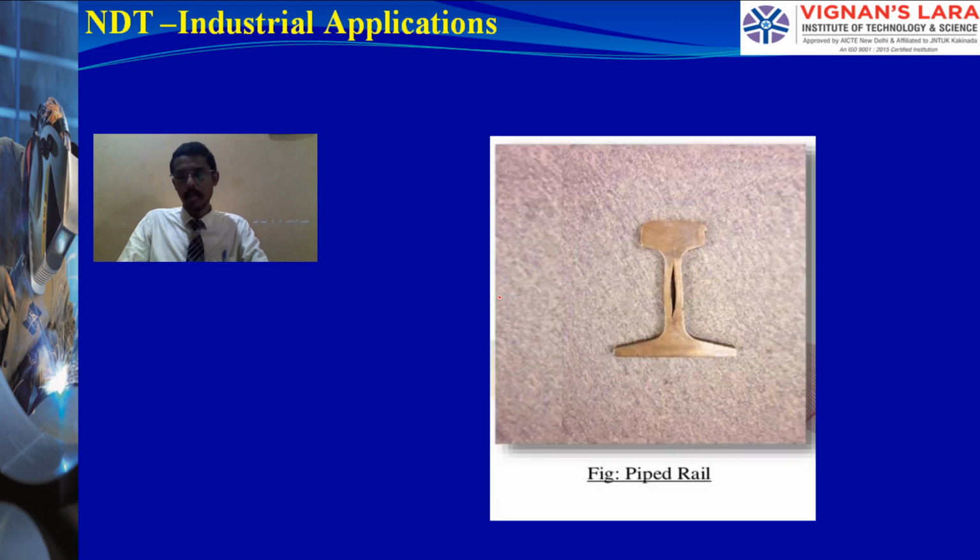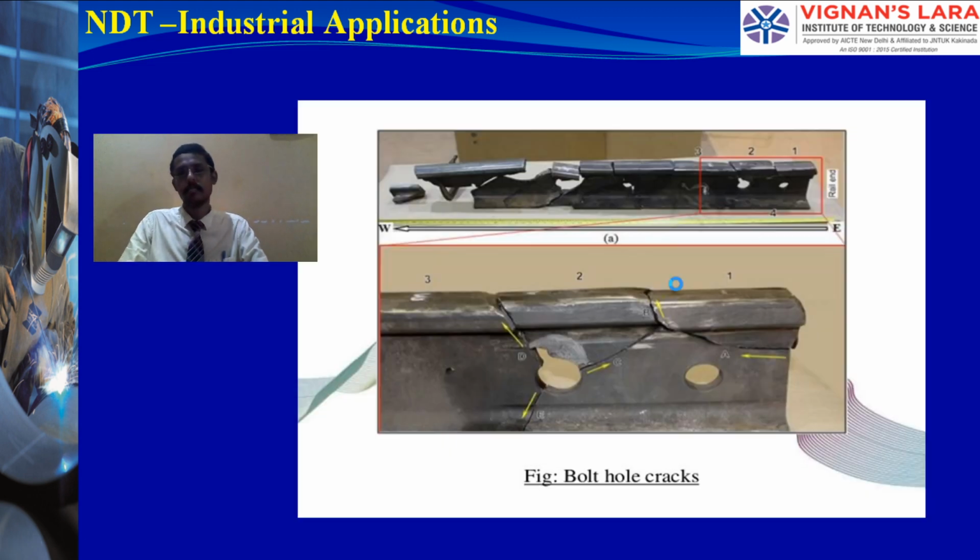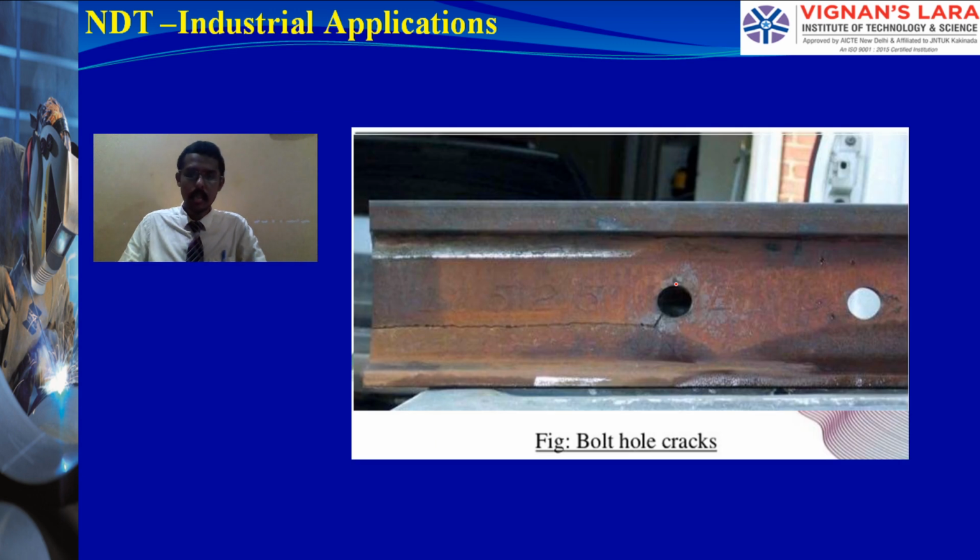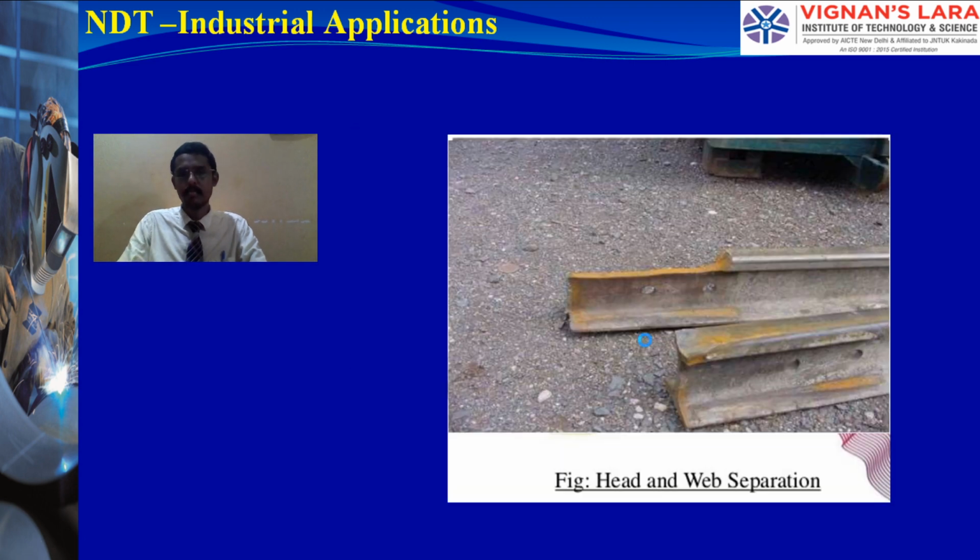So one is the pipe rail. Here the pipe means small cracks, a blowhole-like structure is available. We call it pipe in dissection rails. So see here, a bolted hole crack. At the bolted hole, we have a crack here, clearly visible. Through visual inspection itself, we are able to find these things.